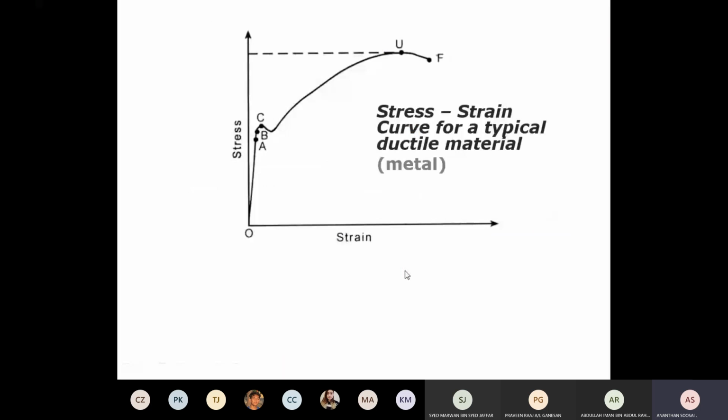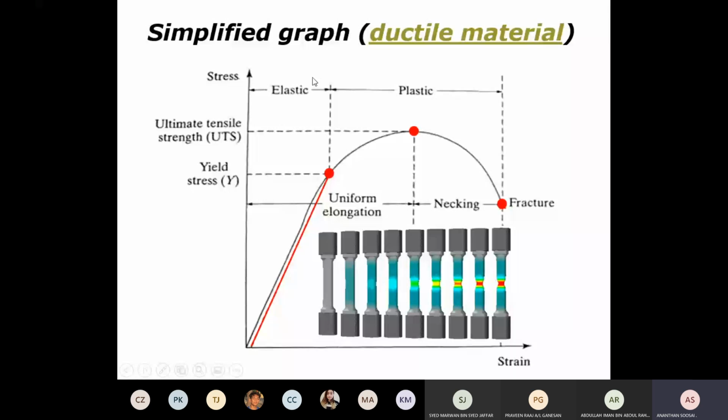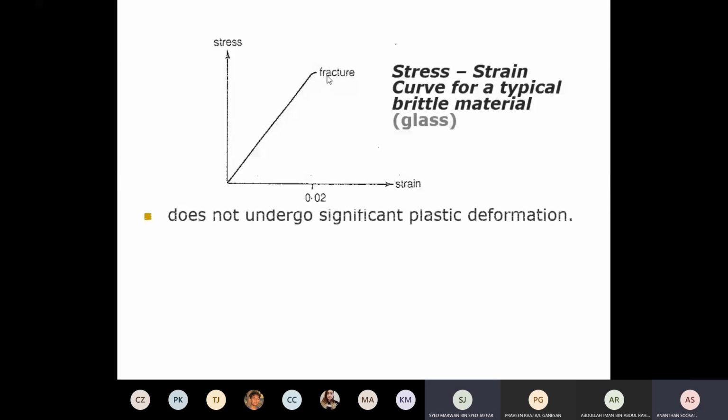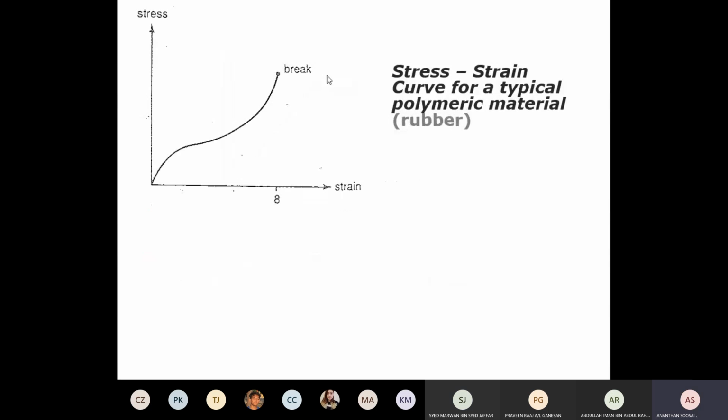Okay, what is ductile material? Type of material that experiences elastic and plastic deformation. It's a ductile material. Okay, this is glass. Glass is brittle. Brittle stress to strain is most likely going to be a straight line. Only at the tip, a slight curvature happens. Brittle, a material that does not undergo significant plastic deformation. No necking. This all we done.